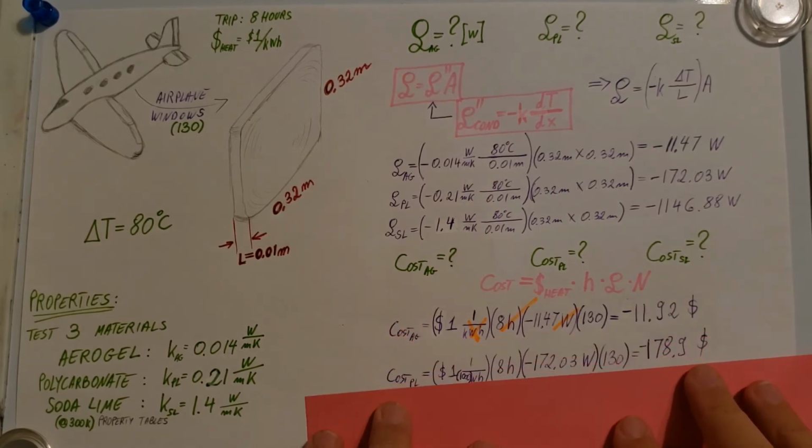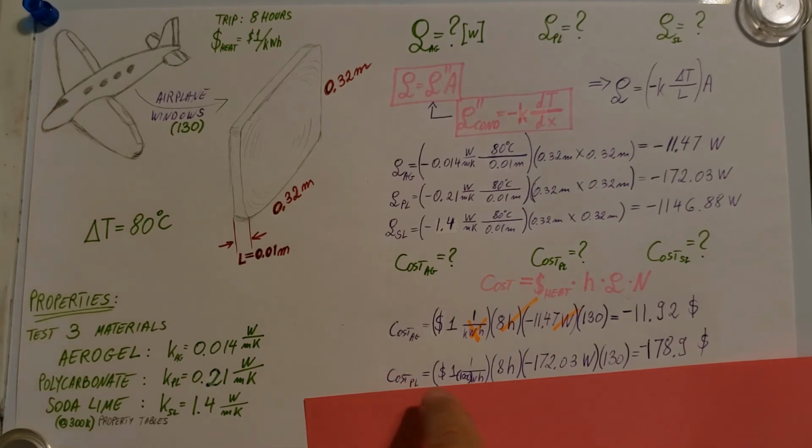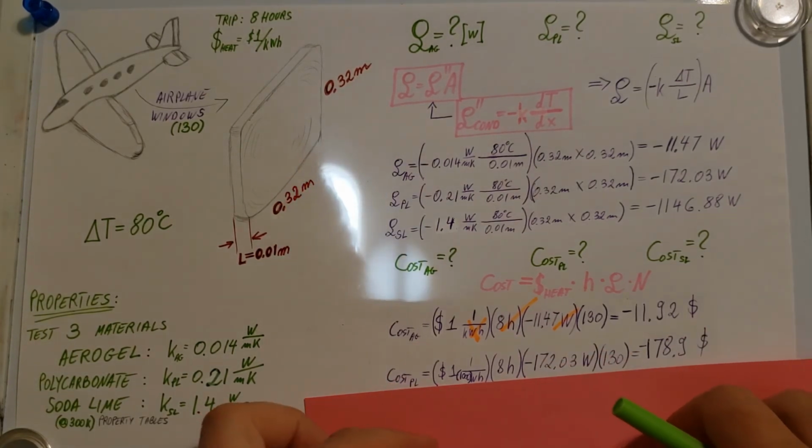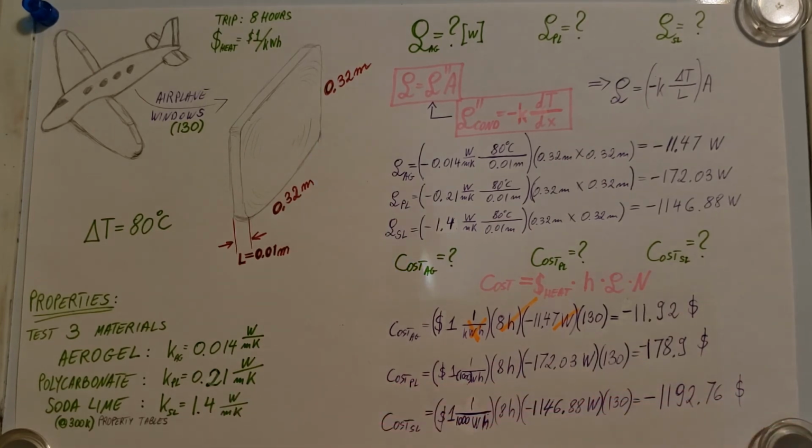Now, for the second material, the same thing is done, except using the correct heat loss, and for the third one, we follow the same steps. Now we can see the best material to use is the aerogel. We only lose $11.92. The worst is the soda lime. We would lose a huge $1,192.76 for this one trip.